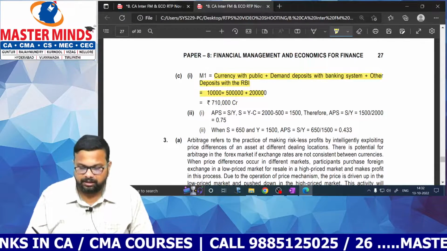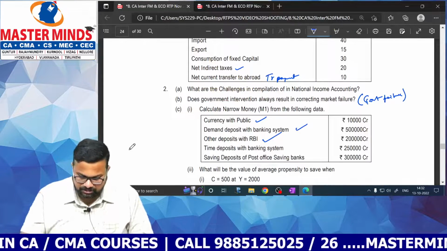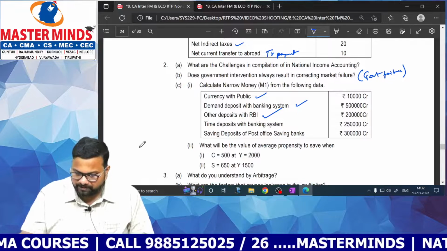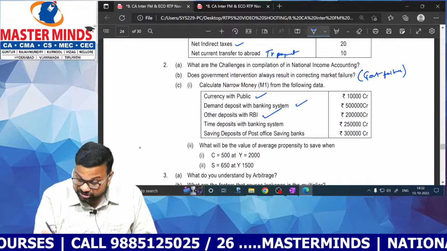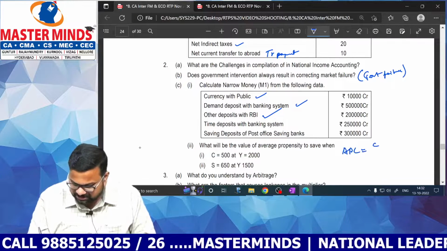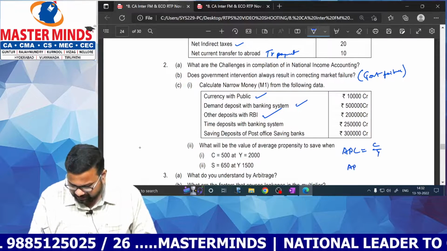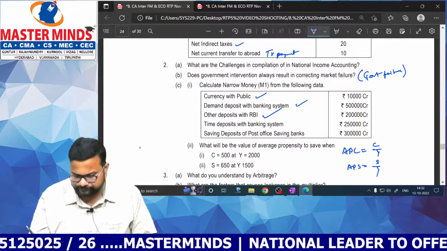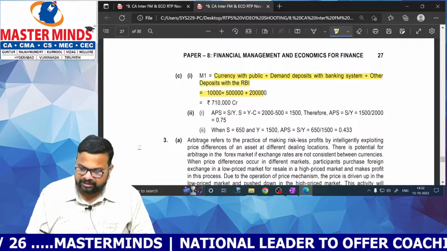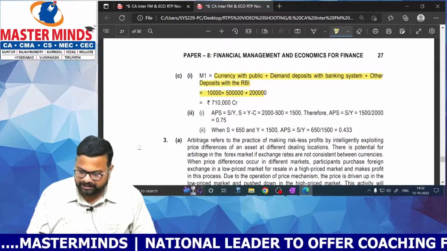Okay. Right. Next, 2C2. What will be the value of average propensity to consume or average propensity to save? So we know the formula for APC. APC is nothing but C by Y. He is asking APS, right? APS is nothing but S by Y. So you can easily calculate APS with the given data.